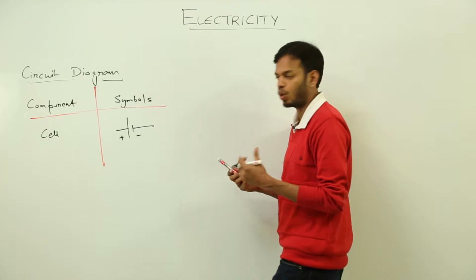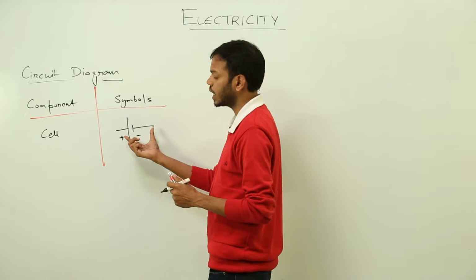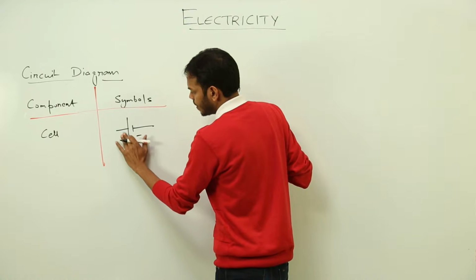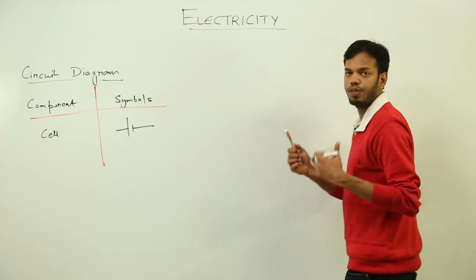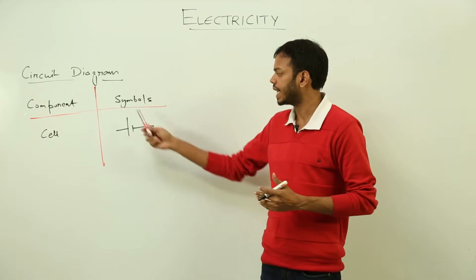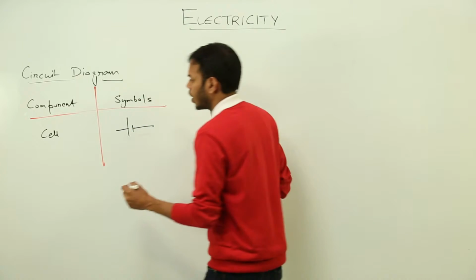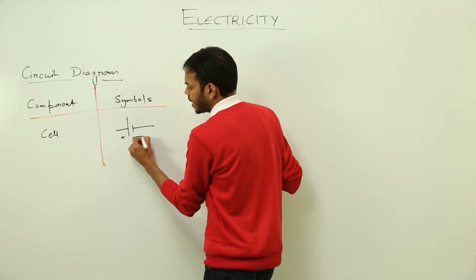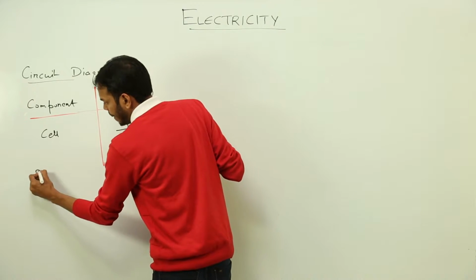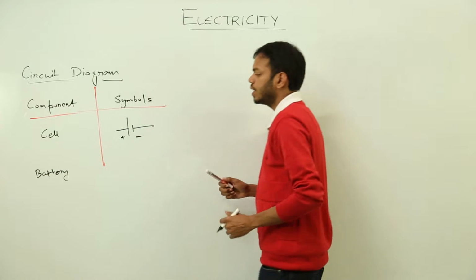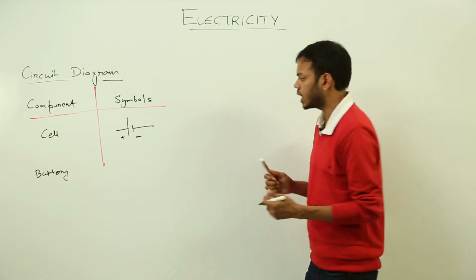We never actually show the positive and negative. When you draw this in a circuit, we show it like this and this. We don't have to show positive and negative because the longer length itself specifies that it is positive and this one is negative. Alright, but for your revision you can write it now. Then a battery, or a combination of cells. A battery is actually two or more cells.